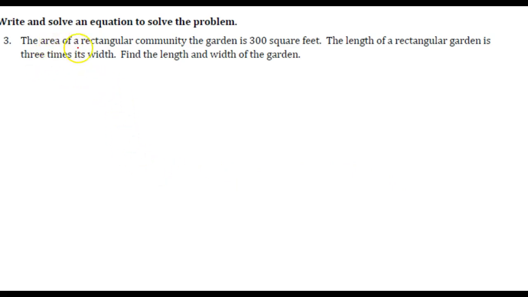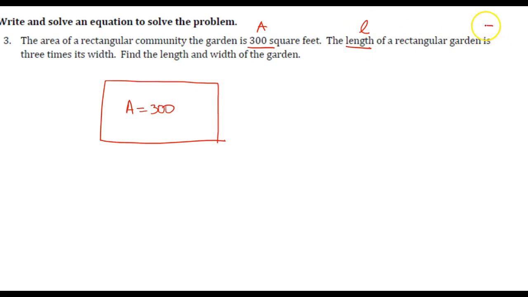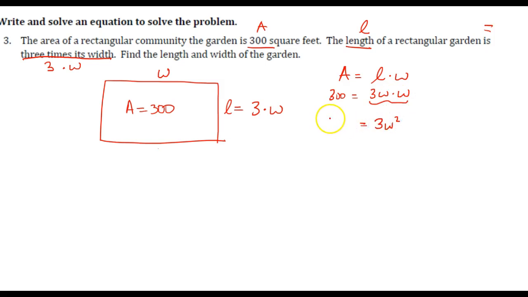Moving right along, we're almost there to the very end. A word problem. Area of a rectangular community garden. The area of a rectangular community garden is 300 square feet. So here's my rectangle. My area is about 300 square feet. My length is 3 times the width, which I don't know what the width is. I'm going to say that's W for width. Find the length and width of the garden. So again, area equals length times width. My area is 300. My length is about 3W, and width is W. So we'll multiply this out, and that would be 3W squared equals 300.